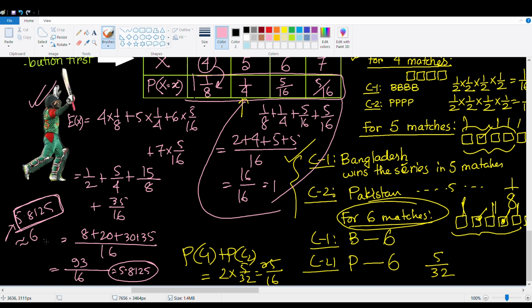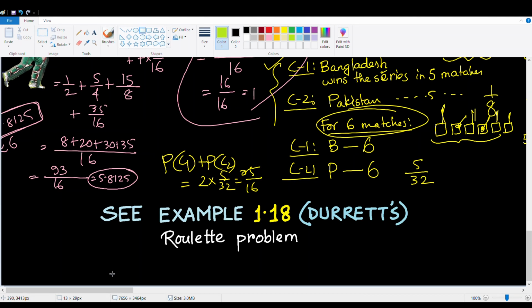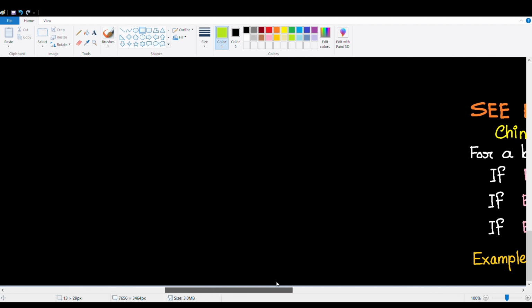All right, so I hope you understood the basics of expectation. If you want to see a similar example, you can go check example 1.18 from Ridor's elementary probability. The problem is called a roulette problem. So now we are going to see another example.